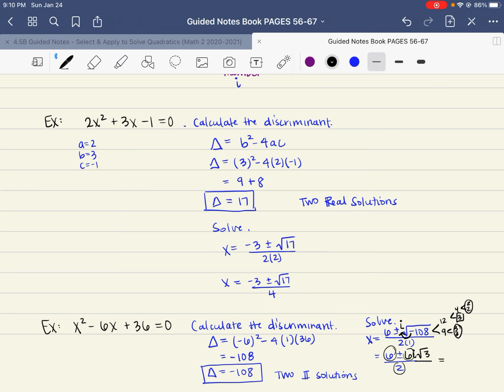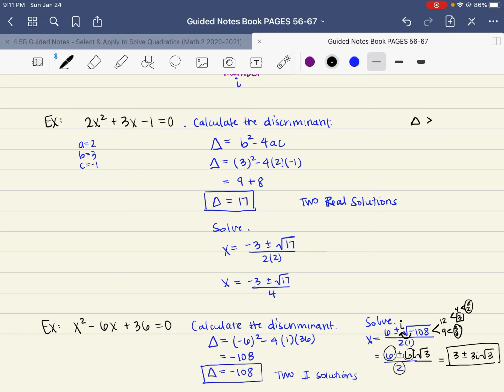But it would be equal to, all of those are divisible by 2, so we'd have 3 plus or minus 3i square root of 3, all over 1. So I won't write the 1. But notice here, again, we had an imaginary solution, 2 of them, a positive and a negative, because that negative number showed up as our discriminant. So there's those 3 scenarios, and again, I'm just going to write them off to the side right here.